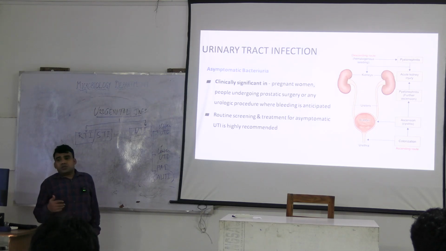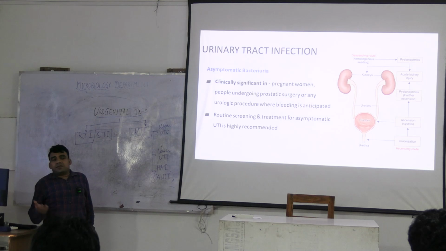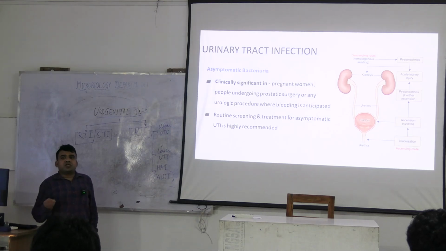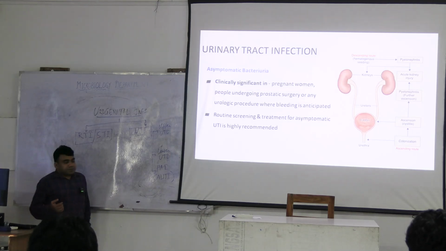Similarly, suppose you do get a patient who has asymptomatic bacteria, that means no symptoms, but bacteria are present in the urine, and the patient will be undergoing any kind of urological procedure. It could be a prostatectomy or maybe a cystoscopy, any sort of urological procedure. If that is the case scenario, then we need to treat this patient, because if we don't treat this patient, this organism may lead to severe infections.